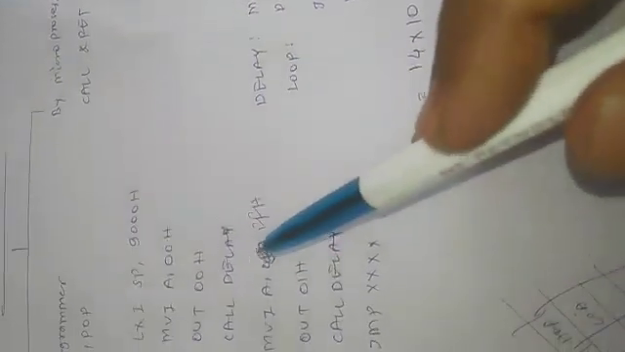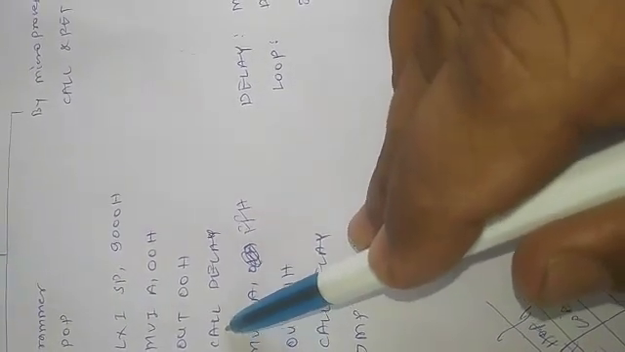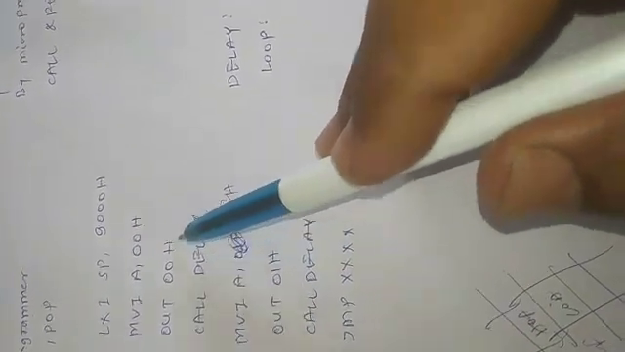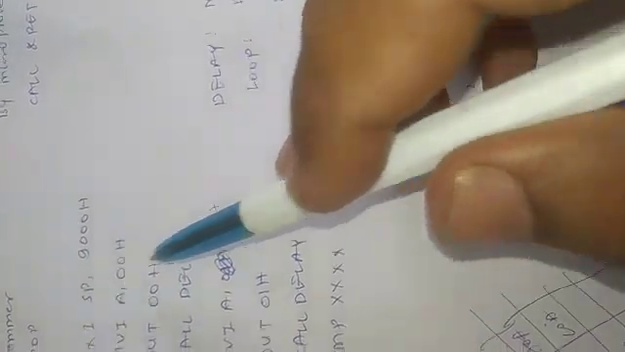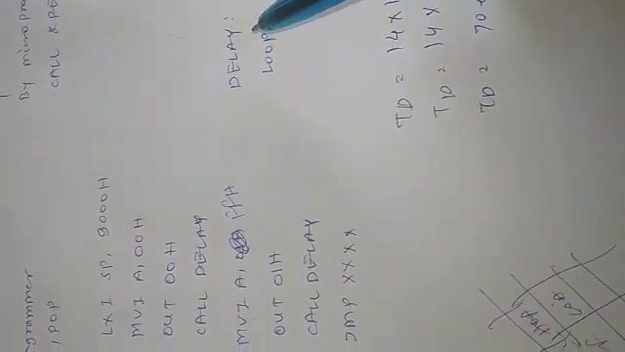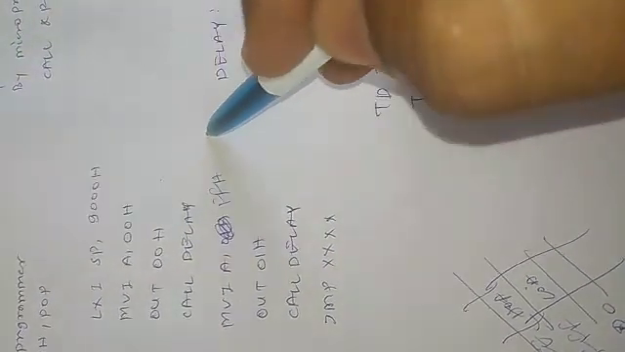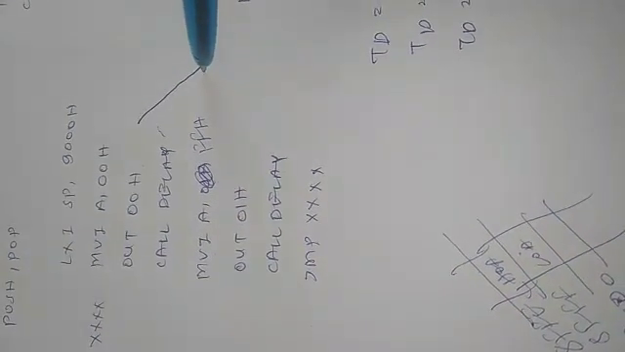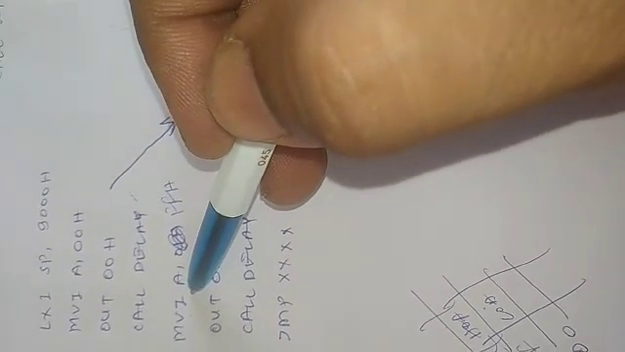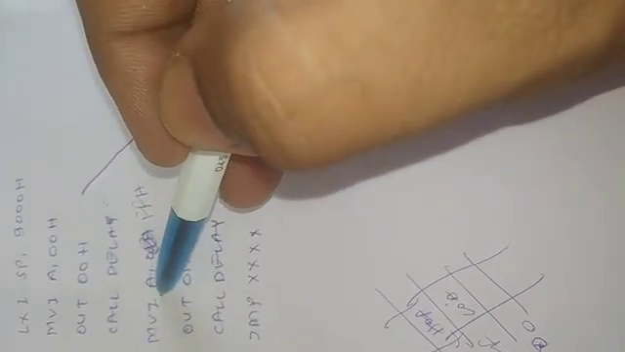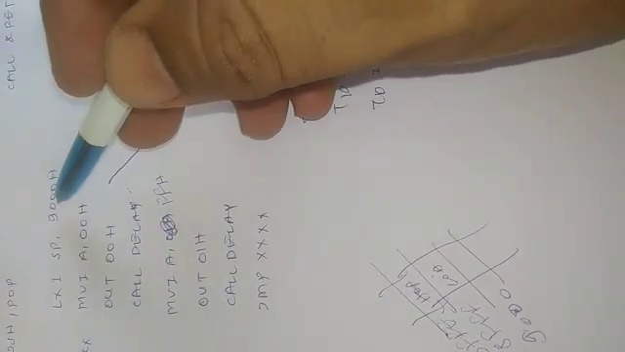Okay, so we are calling that delay with the help of this instruction, CALL DELAY, so that program control can be diverted from this main program to this delay subroutine. But before diverting from this main program to this delay subroutine, the address of the next instruction to CALL is to be stored onto the stack.